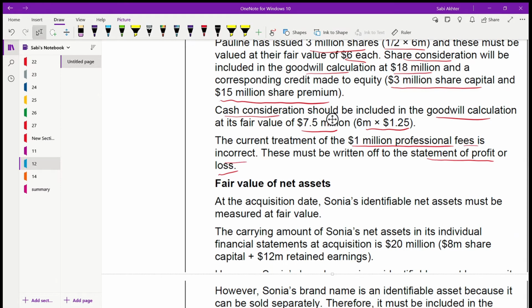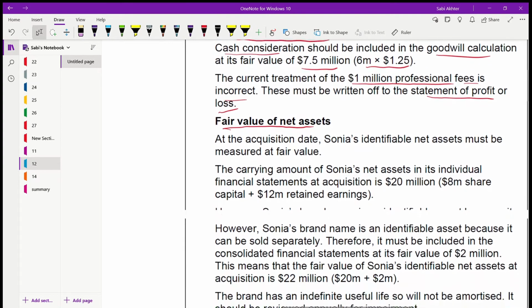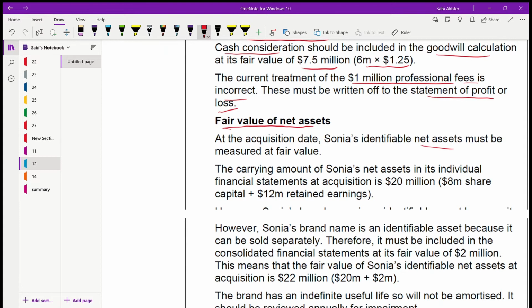Coming to the fair value of net assets now. Once you have got the consideration right, next is net assets. Net assets also you have to calculate at fair value. Before you calculate the fair value of net assets of the combined company, you have to find out their carrying amount in the individual financial statements. So in Sonia's statement of financial position, that means her individual financial statements, the net assets at acquisition is 20 million. 8 million of share capital plus 12 million of retained earnings.